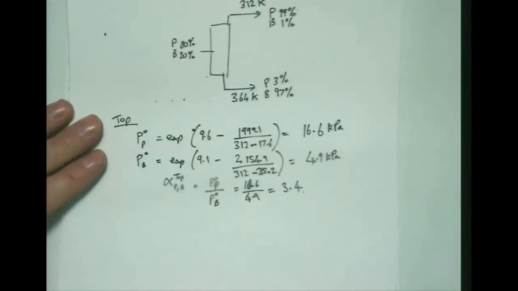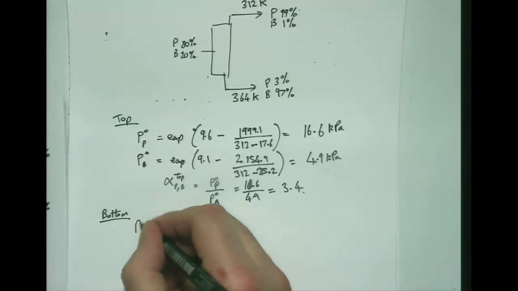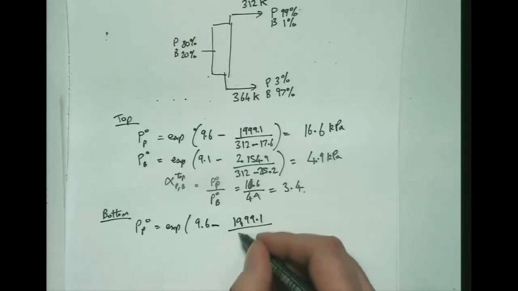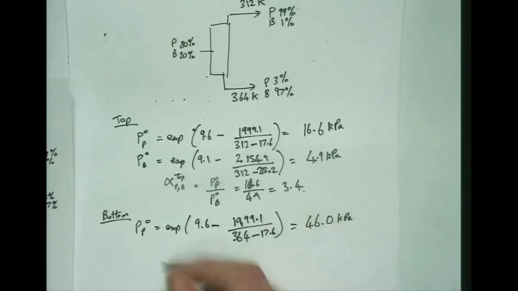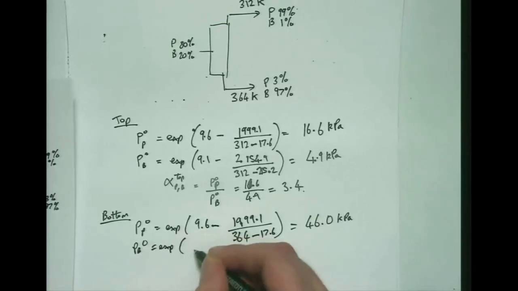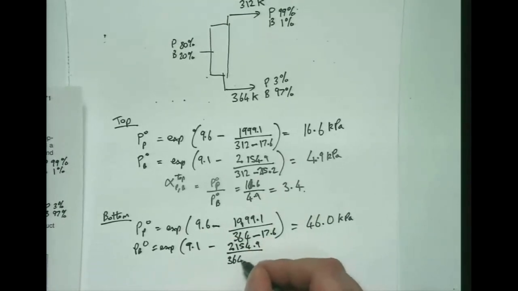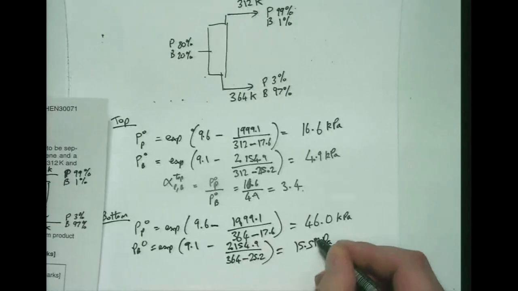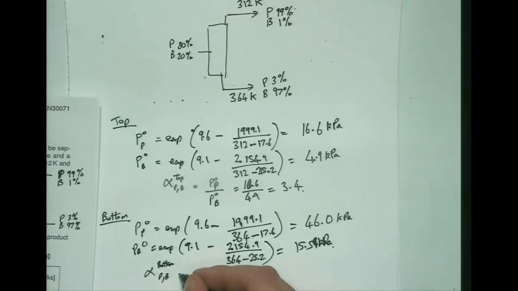Okay. We can also repeat this for the bottom of our column. Using the temperature for the bottom. Oops, there we go. And again, our relative volatility is the ratio of these two saturated vapor pressures.